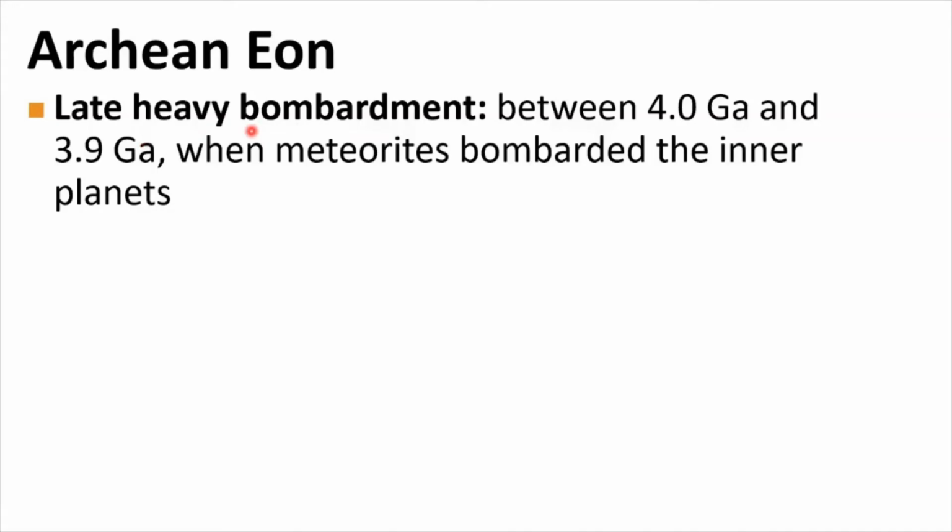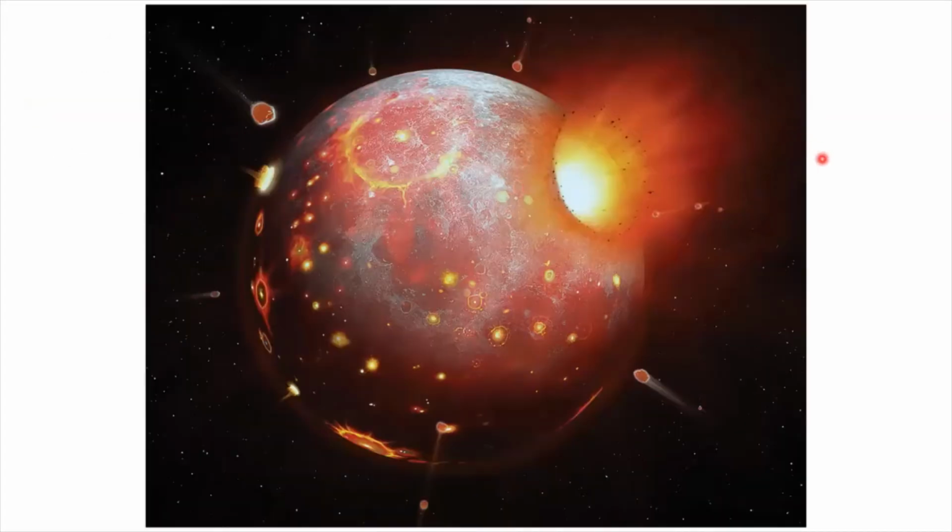There was a period of late heavy bombardment, 4.0 to 3.9 billion years ago, when meteorites bombarded the inner planets. Now, these may have pulverized and remelted the Earth's crust between 4.0 and 3.9 billion years ago. And the reason why they believe it remelted is because there are few rocks older than these that remain. There's still some minerals that do remain. And remember, those radiometric datings record closure temperatures.